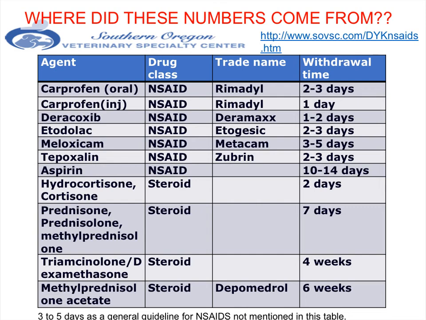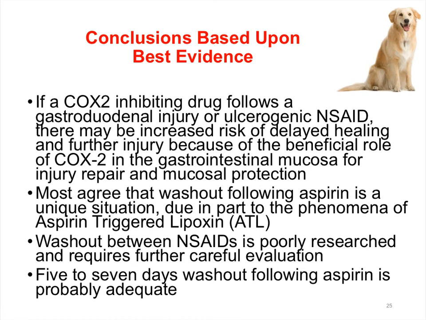In fact, we know that it depends on whether you're going between aspirin and something else, or something that's maybe not a COX-1, COX-2 non-specific drug to a more specific COX-2 inhibitor. So these numbers, I'm sorry, they don't exist in the literature anywhere that I can find. So how does this all fit together, and what would be the conclusions based upon the best evidence?